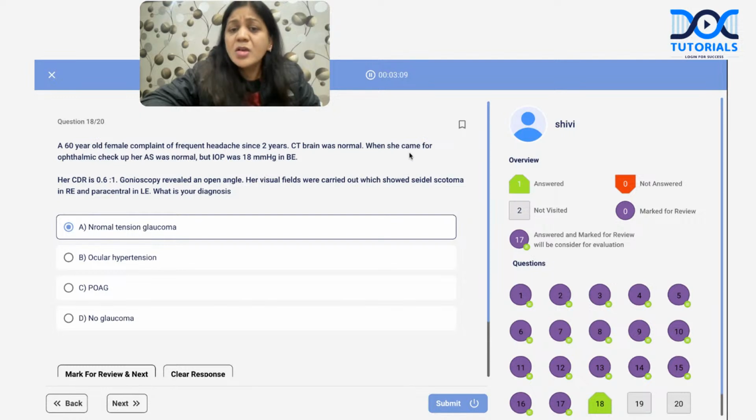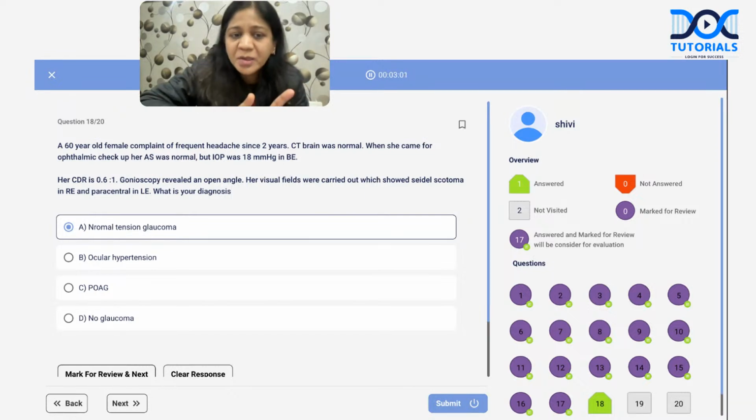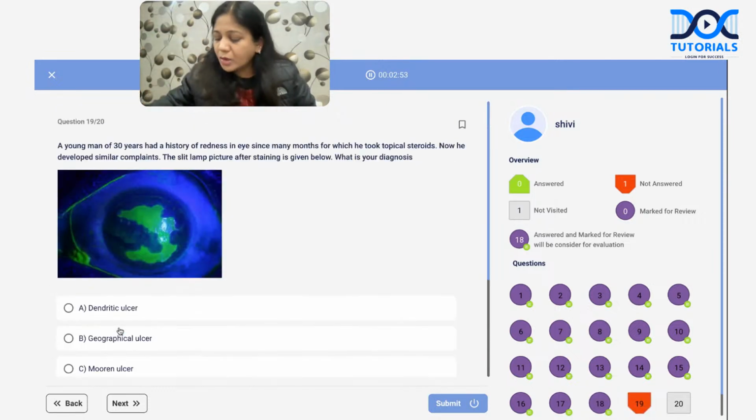Visual fields have scotomas, that means damage has already started. It's not ocular hypertension, because in ocular hypertension your visual fields should be normal, isn't it? So this is easy, because in old females we can have normal tension glaucoma. So this is straightforward, going with normal tension glaucoma.